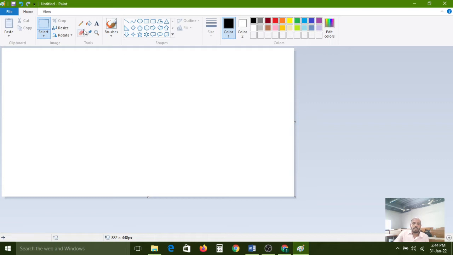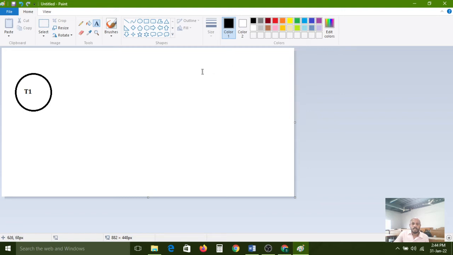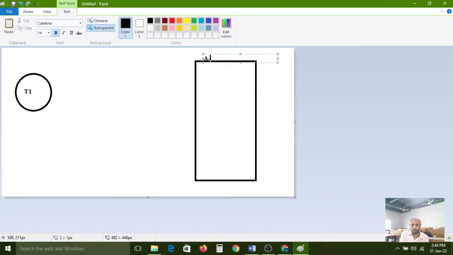Carefully observe, transaction 1 is reading A account data. Transaction 1 is reading, this is the A account.